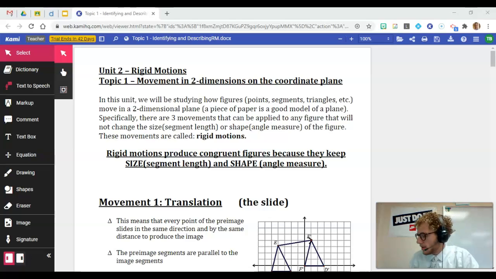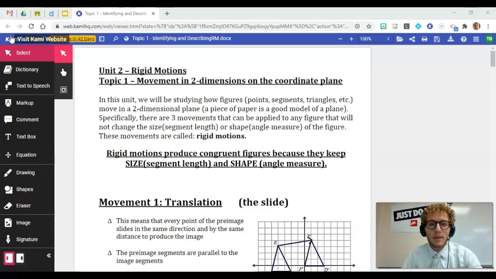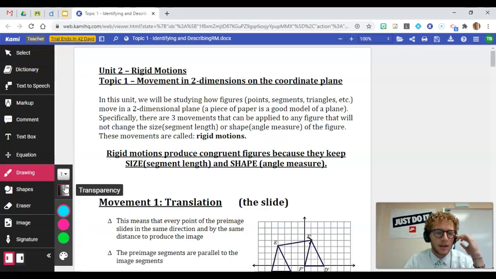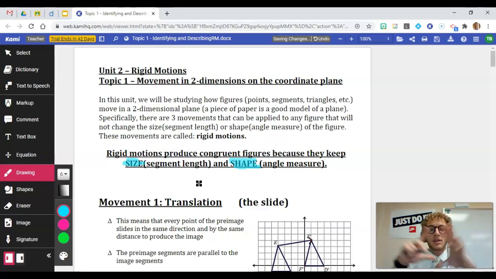Alright, so happy Monday. We're going to get started here with actual Unit 2, and we're going to be talking about rigid motions. Rigid motions are transformations that keep the size and shape of an object. So let's get some highlighting going on here. If you want to follow along with me, get your highlighter ready. So it keeps the size and the shape. So something like a dilation that makes it bigger or smaller would not be a rigid motion.